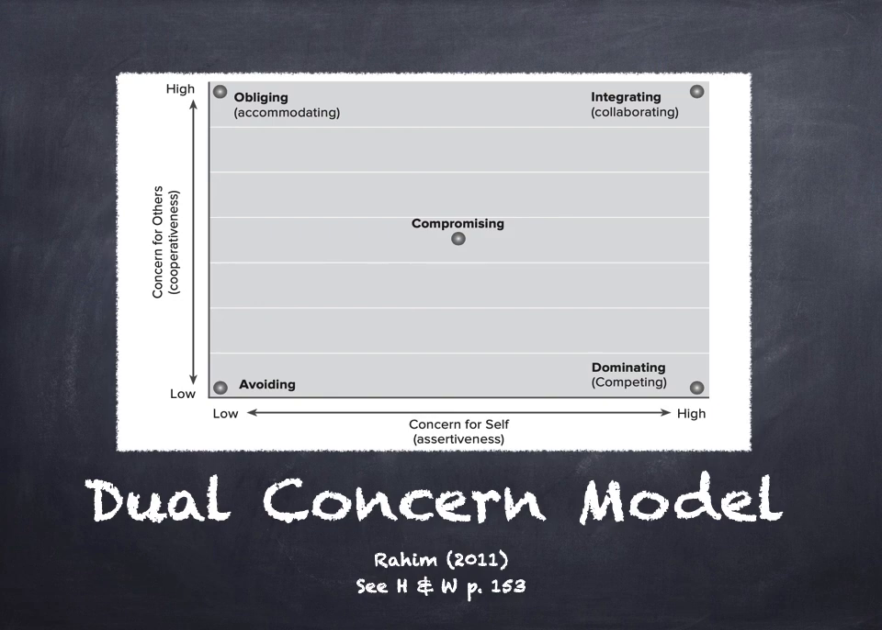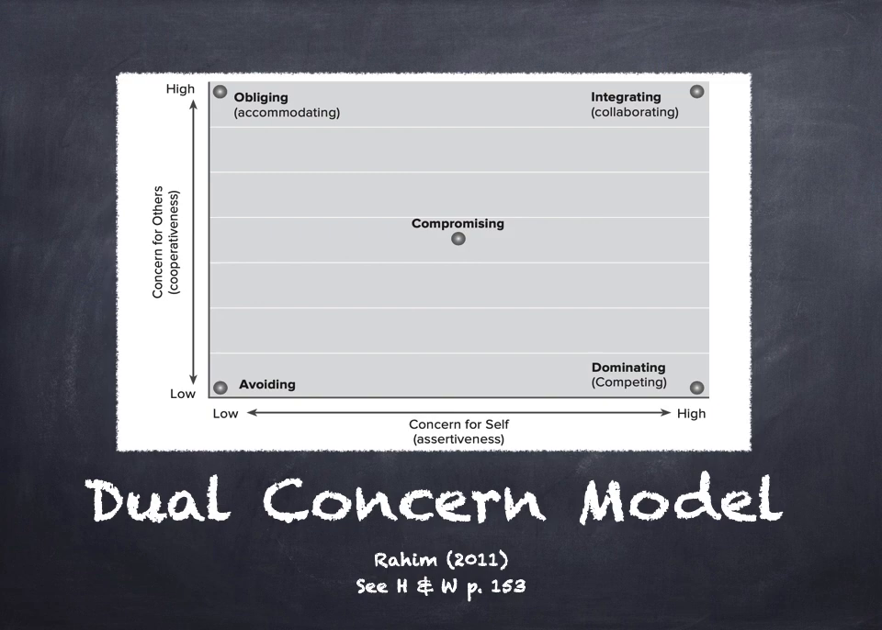Then if you move towards the middle, you'll see compromising. Compromising is more mid-range for concern for self and concern for others, because the goal is to try to find a quick solution, something that doesn't have to be threaded throughout your entire relationship. So for example, if I want to go bowling and you want to go roller skating, a quick compromise would be, all right, let's just go roller skating this time and next time we'll go bowling.